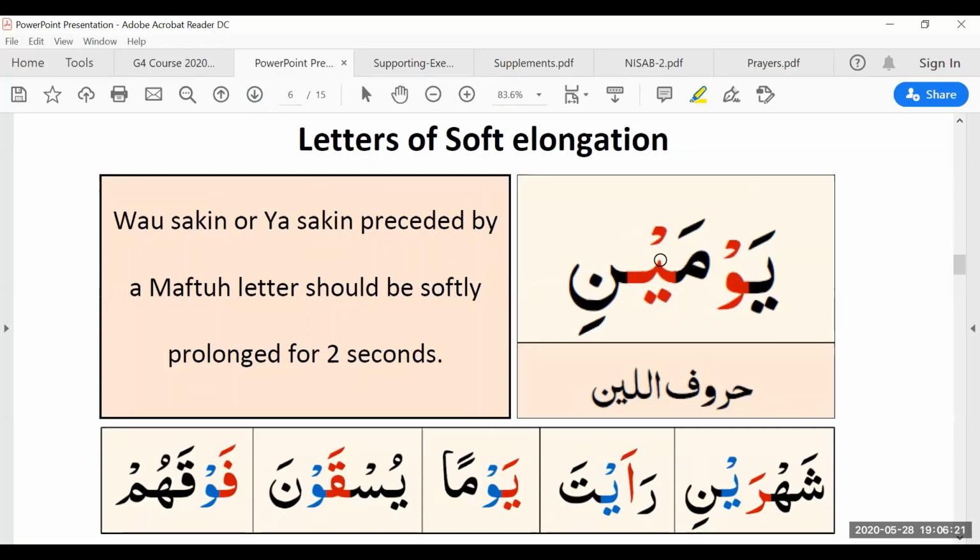So the next rule is letters of soft elongation. And in this category, we have two letters, waw and ya. And the rule is, if waw sakin or ya sakin is preceded by a maftuh letter, then it should be softly prolonged for 2 seconds. So, yawmaini, just like that.